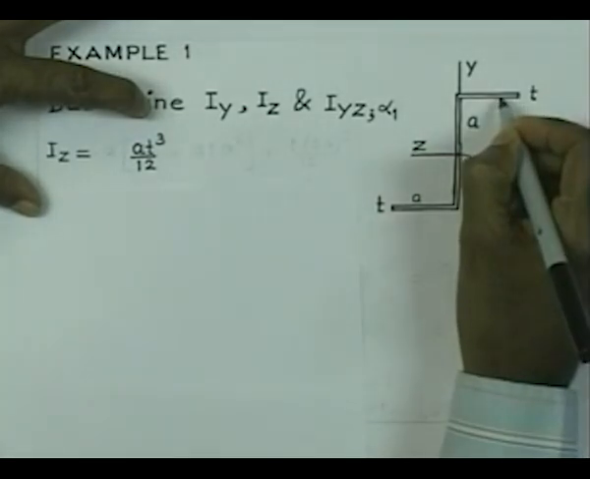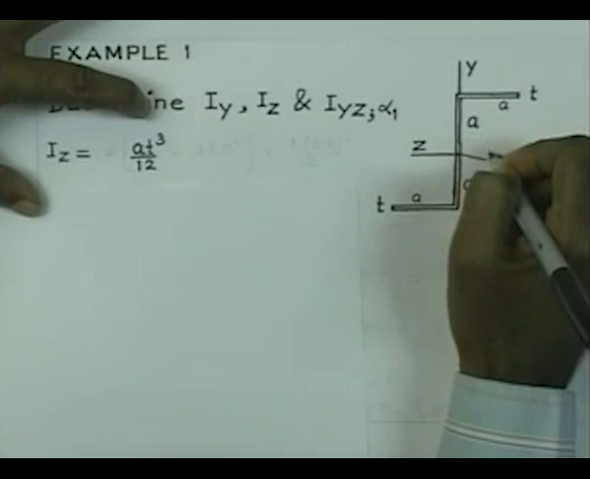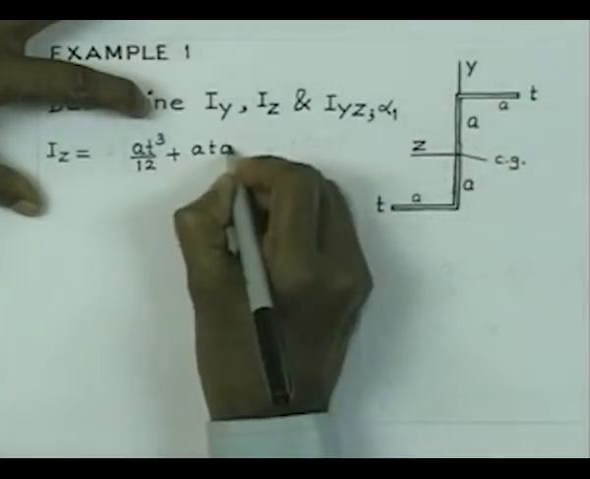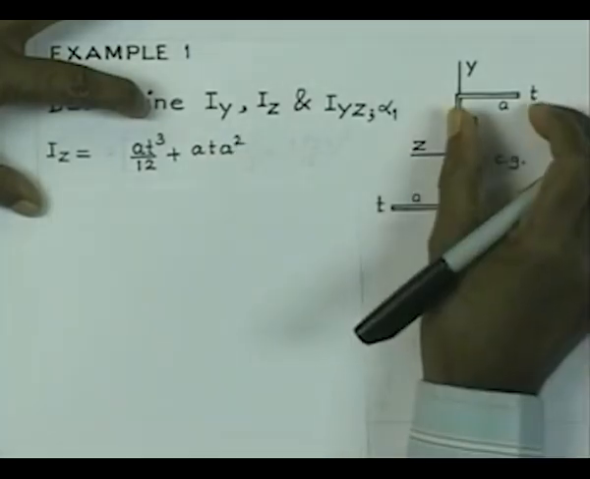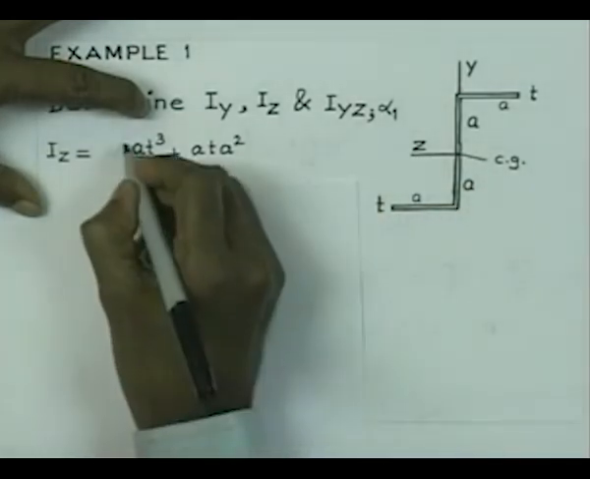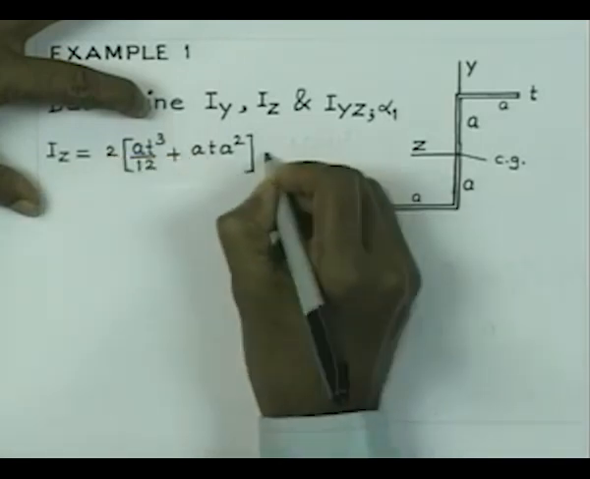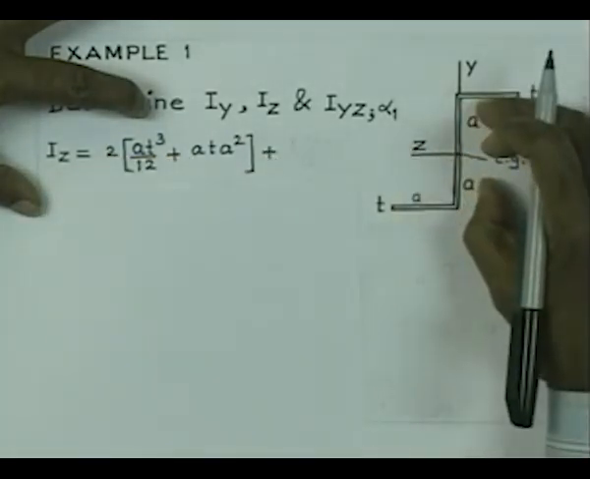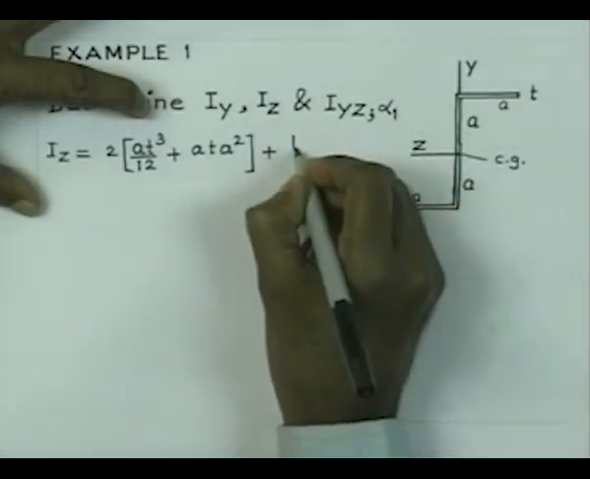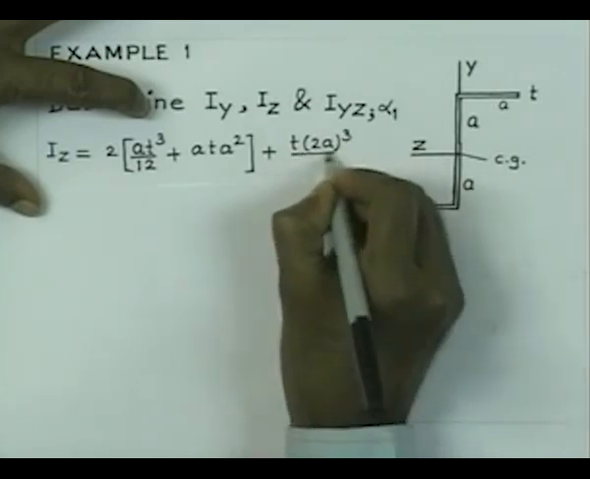Now, I apply the parallel axis theorem, that is A into T, and the distance of this from the Z axis is A square. So, therefore, I will have A T into A square. So, this is the moment of inertia of this portion about the Z axis. Now, the same expression will be obtained for this. So, I can write that for the 2 segments it is going to be 2 times this one, and now this portion which is of dimension 2A and of thickness equal to T, I will have T into 2A cube by 12.